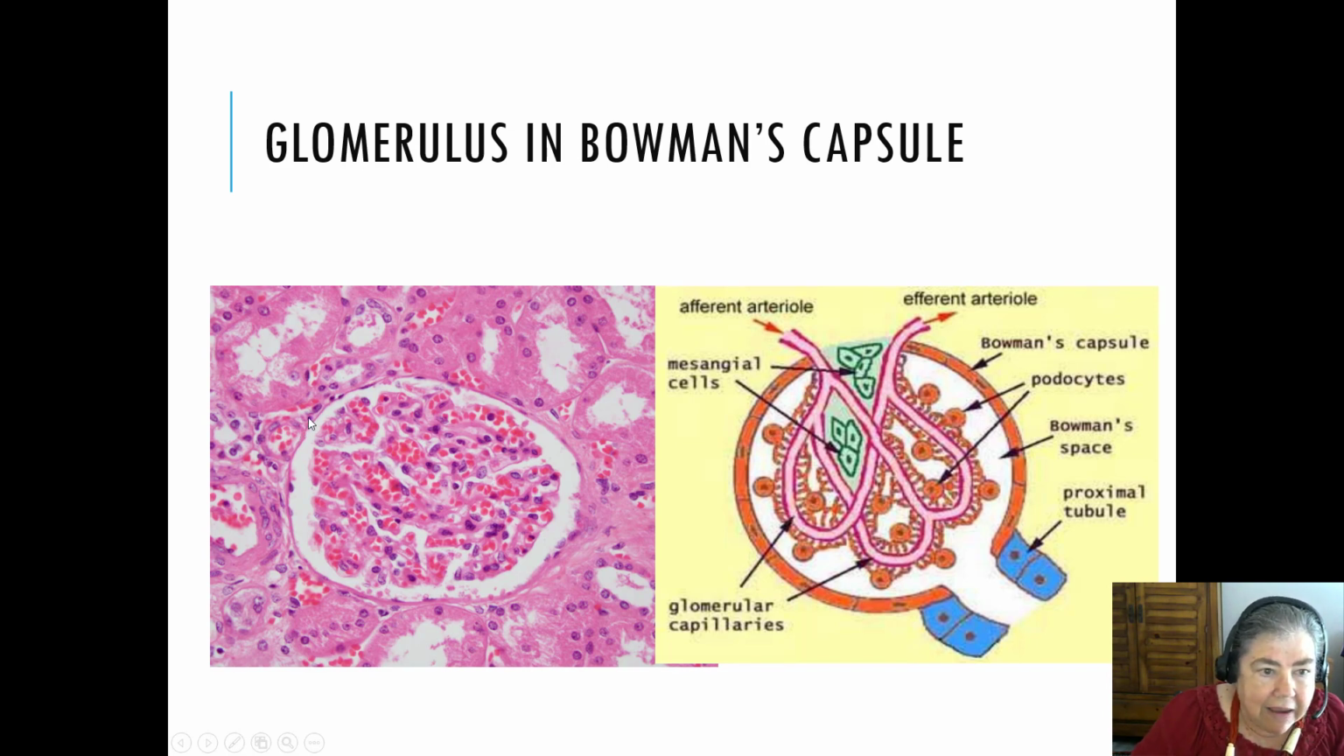There is a membrane lining this space called Bowman's space. And the cells within and around these capillaries have different functions. There are cells called mesangial cells. There are cells called podocytes, and the podocytes surround these fenestrated glomerular capillaries.